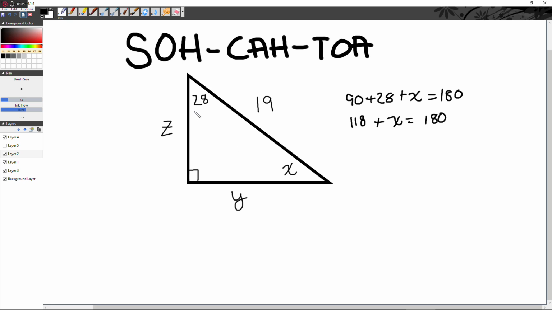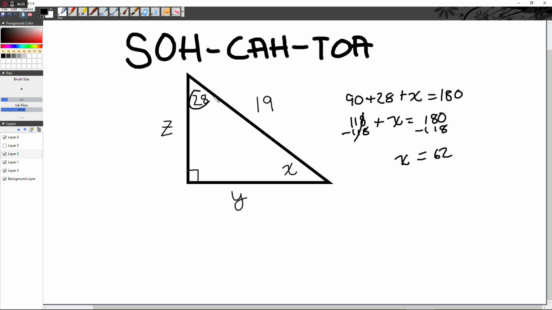Now many of you know it's a shortcut. Couldn't we just do 90 minus 28? Yeah, that would work. Subtract 118 on both sides, and x is going to give us 62. Okay, so there's x. Nothing too crazy. Let's see here. Now we need to solve for y and z. Okay, let's solve for y.